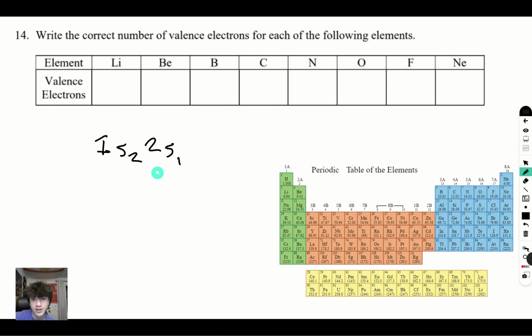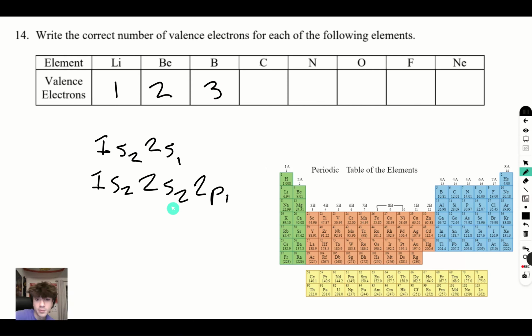For beryllium, it's going to be 1s2, 2s2. Here there's 2, so it's going to be 2. For boron, you just add one more because it's going to be 1s2, 2s2, 2p1. So we have 3 because you add up both of them in the 2 orbital.